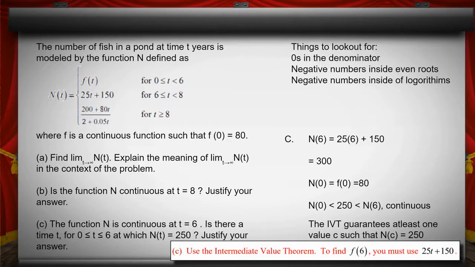And for our scoring guideline, it tells us that we have to use the intermediate value theorem and find n of 6. You must use 25t plus 150, which is what we did.